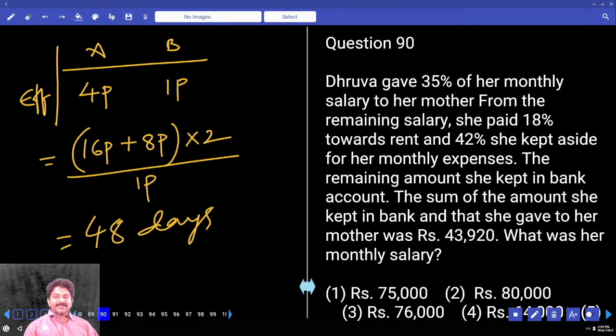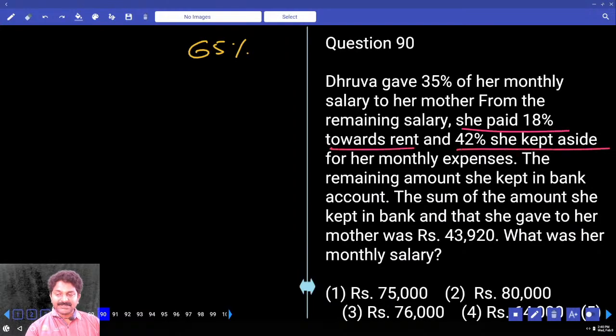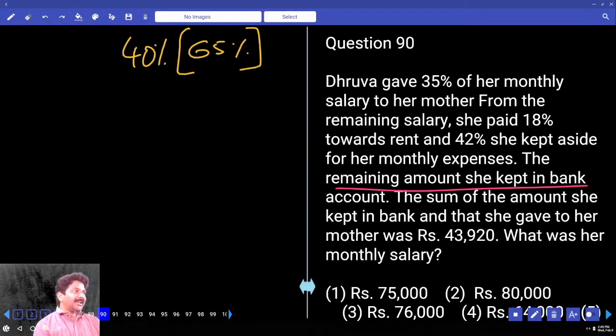Dhruva gave 35% of her monthly salary to her mother. From the remaining salary, how much is remaining? 65%. She paid 18% towards rent, 42% kept aside for monthly expenses. So out of remaining, so far how much is over? 60 is over. The remaining amount, how much is remaining? 40% calculated on 65. 10% double only? 10%. Double. 26% is remaining now. Kept in the bank account.